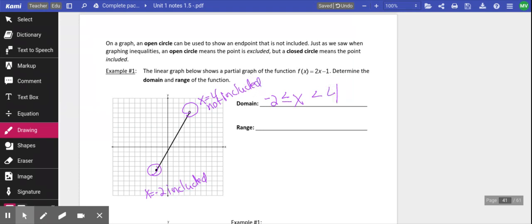And it's similar when I do my range. So this is y equals negative 5 is included. So negative 5 is less than or equal to y is less than 7, because 7 is not included because that's an open circle.